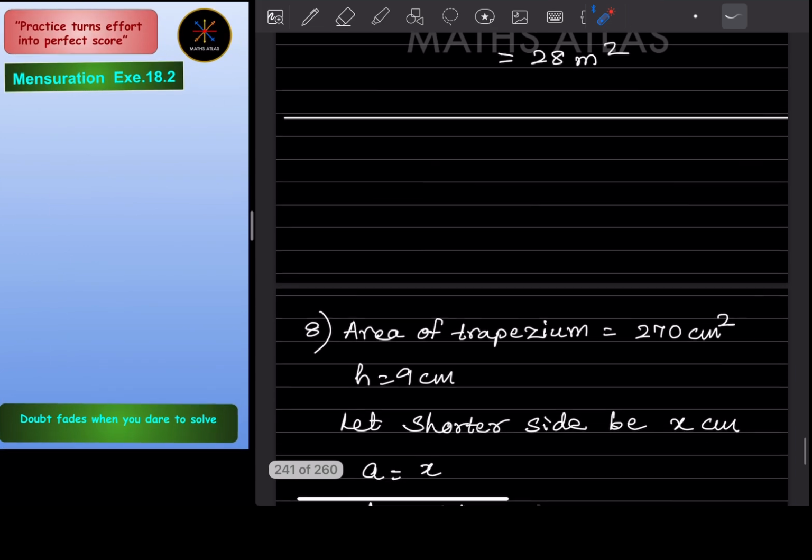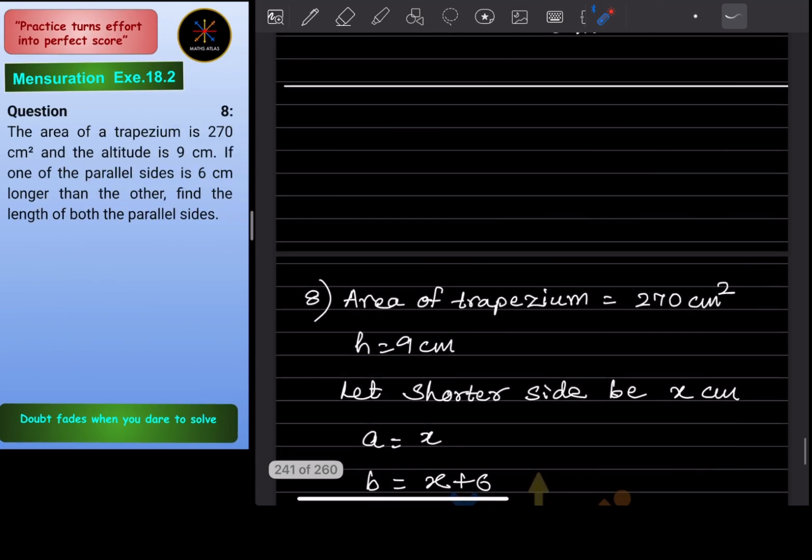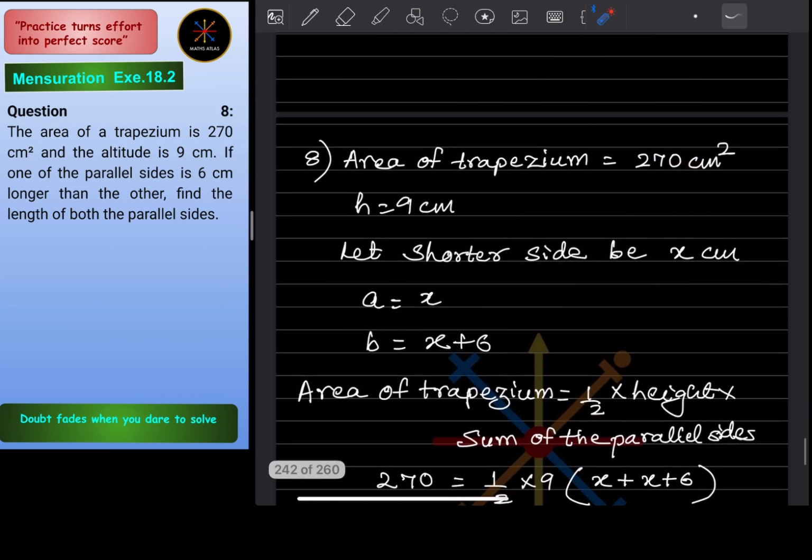So the next question is question number 8. The area of a trapezium is 270 centimeters square and the altitude is 9 centimeter, and if one of the parallel sides is 6 centimeter longer than the other, find the length of both the parallel sides. So the area of the trapezium is given as 270 centimeters square. The altitude, meaning the height, is given as 9 centimeter.